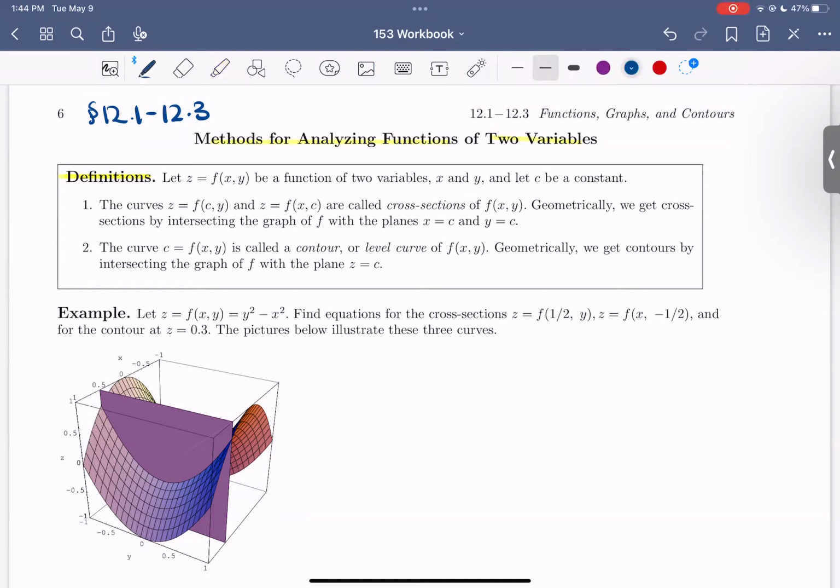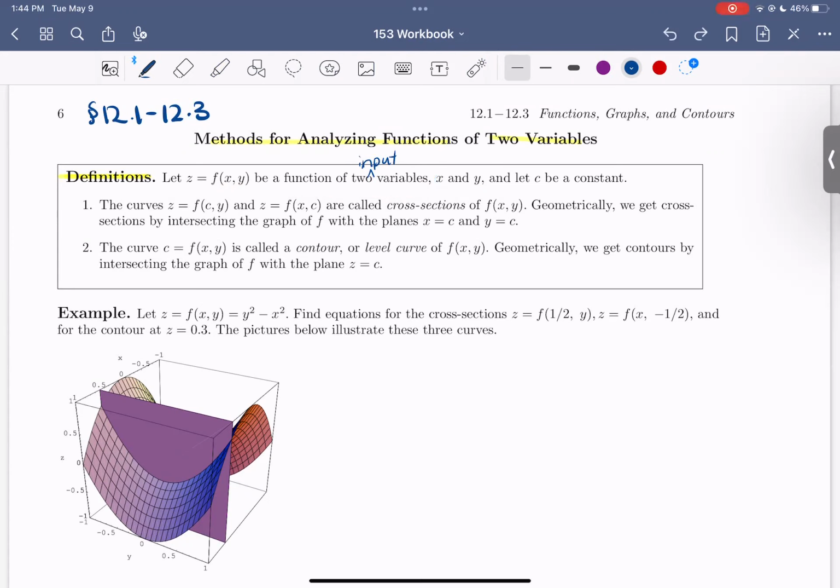It says let z equal f of x, y be a function of two variables, x and y, and let c be a constant. One thing to note here is that you might say that, well, we see three variables, x, y, and z, but we're told it's a function of two variables, meaning two input variables. Those input variables are x and y, and the output is z.